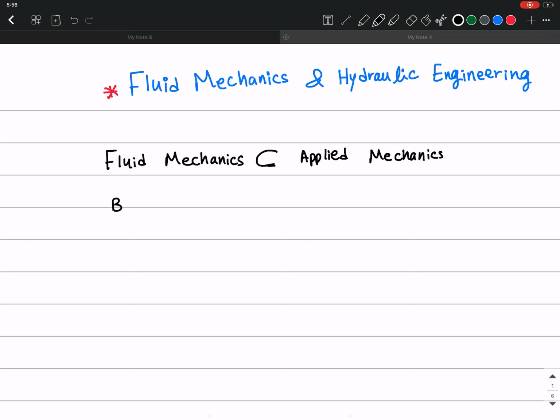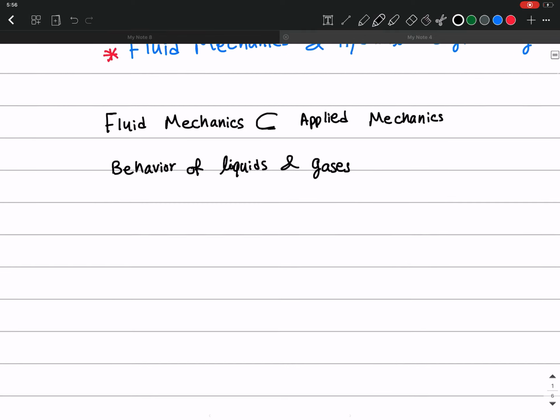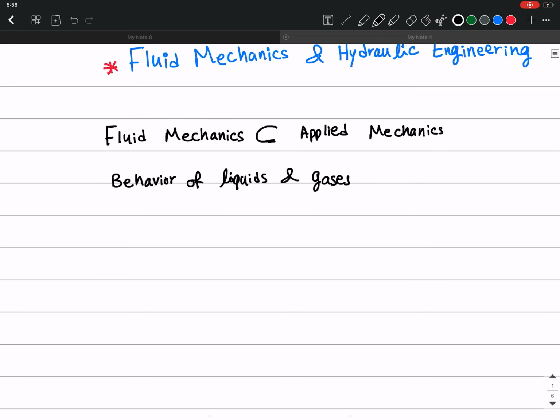In particular, we will focus on understanding the behavior of liquids and gases. Okay. So some important parameters in fluids that we typically use are as follows.